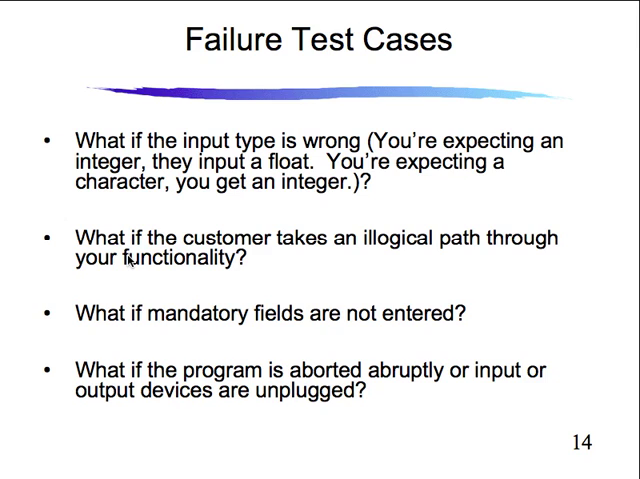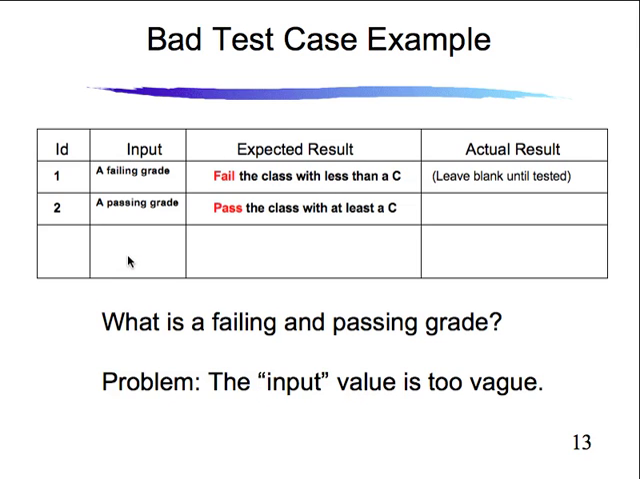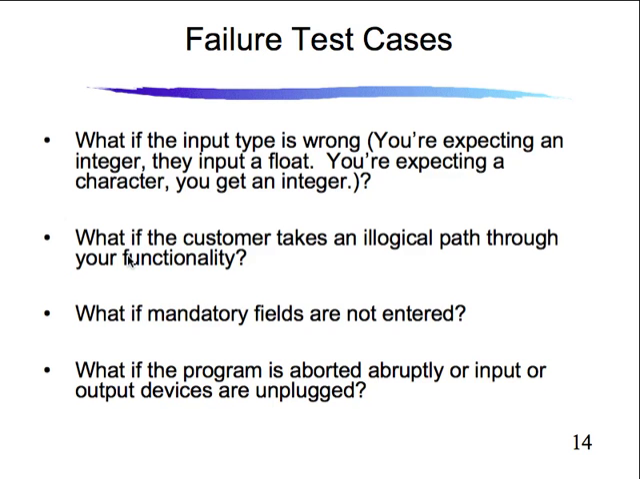And you also want to think about, in this particular example, we didn't consider bad test cases or failure test cases. We can test to see if something fails correctly. What if you don't enter in a grade? What if you leave out this piece of information? What if the input's in the wrong type? So you expected an integer, but you put in a float. You're expecting a character, and you got an integer instead.